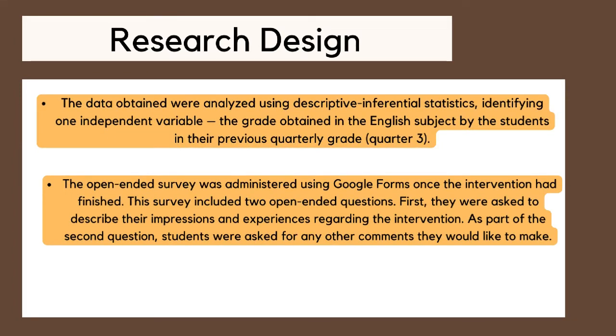So the data obtained were analyzed using descriptive and inferential statistics, identifying one independent variable, the grade obtained in the English subject by the students in the previous quarter 3. The open-ended survey was administered using Google Forms once the intervention had finished. The survey included 2 open-ended questions. First, they were asked to describe their impressions and experiences regarding the intervention. As part of the second question, the students were asked of any comments they would like to make.